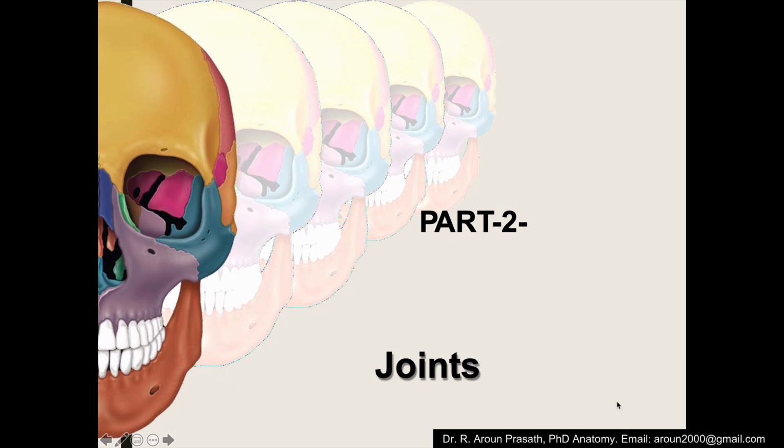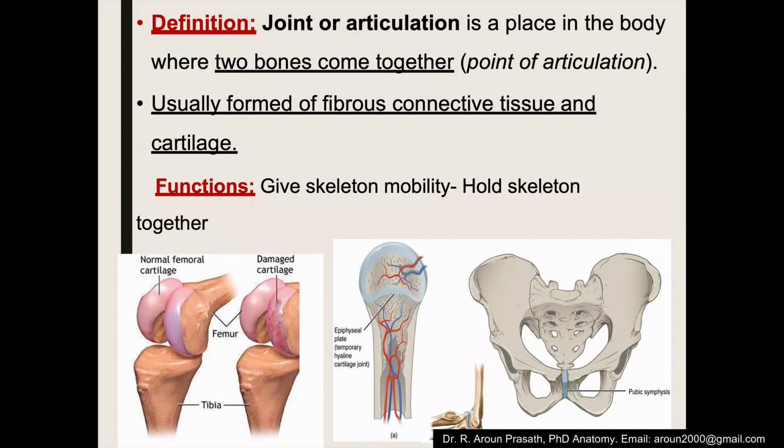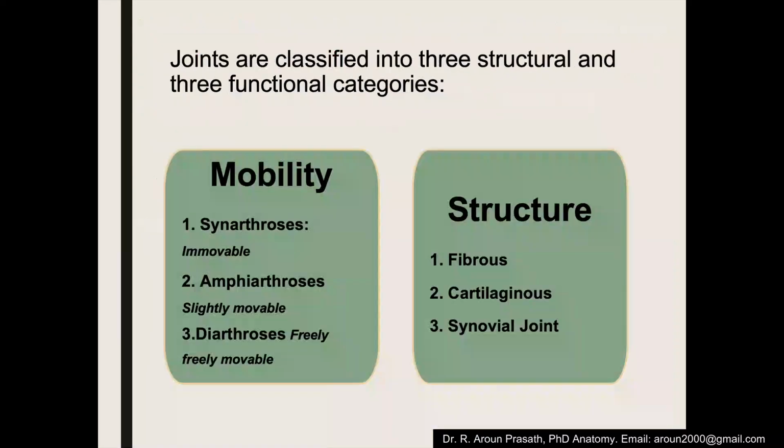So coming to part 1 of this arthrology, it's the study of joints. A joint is defined as an articulation, a place in the body where two bones come together. It is usually formed of fibrous connective tissue and cartilage. The main function of a joint is to give skeletal mobility and hold these 206 bones together.